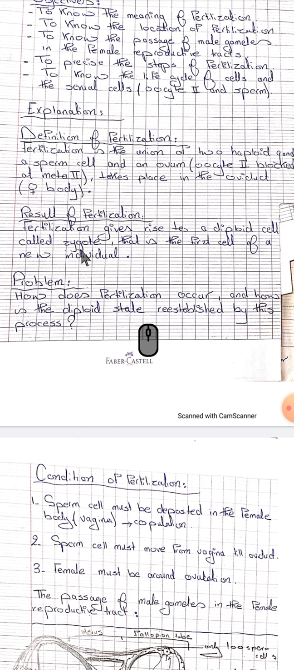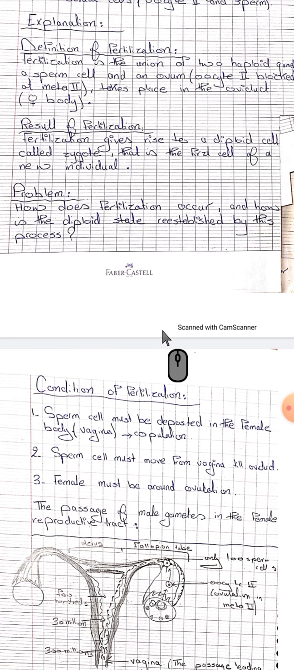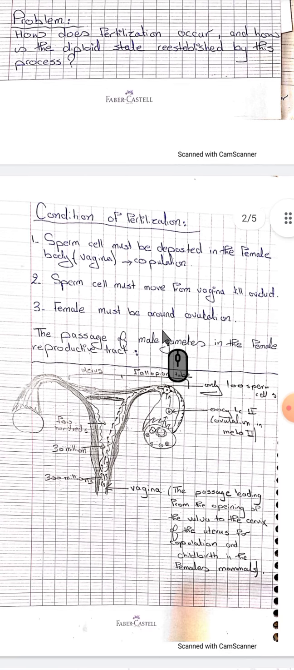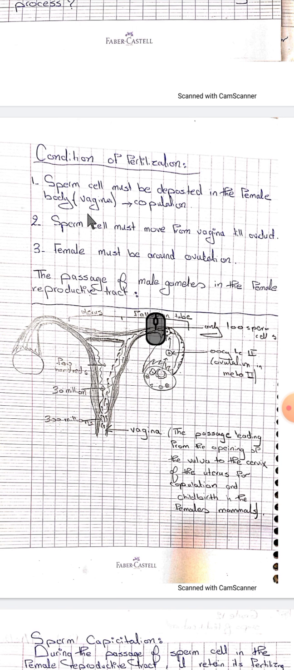Okay, now the problem is how does fertilization occur, which is related to the steps of fertilization, and how is the diploid state re-established by this process. We started with haploid gametes: the oocyte had 23 and the sperm cell 23 chromosomes. These gametes are haploid. How do we return to the diploid state through fertilization? First, let's learn about the conditions of fertilization.